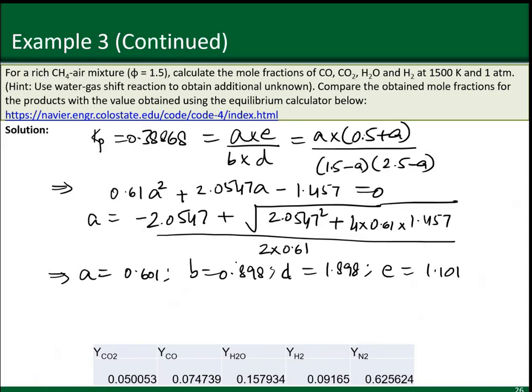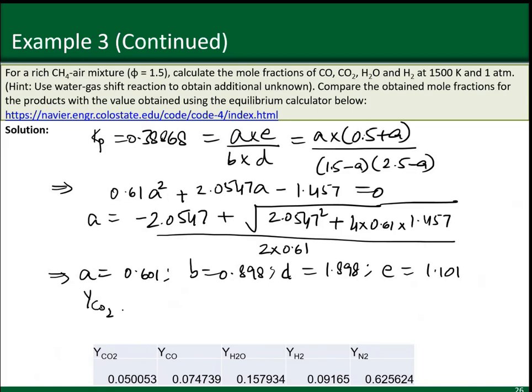A is for CO2. So these are the moles for different species. A is for CO2, B is for CO, D is for H2O, and E is for H2, right? So we still need the mole fraction. The way you calculate the mole fractions is very simple.